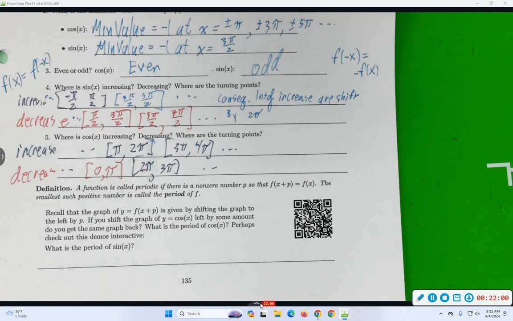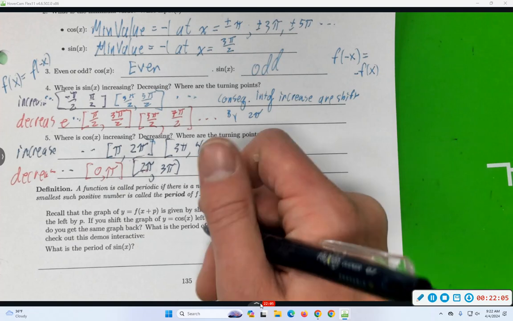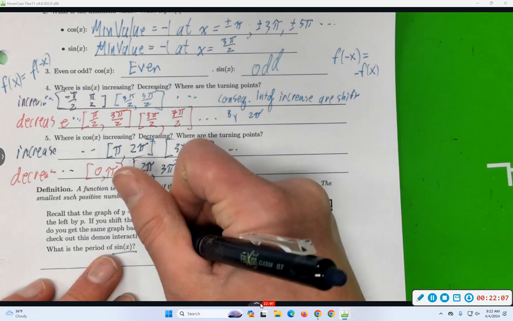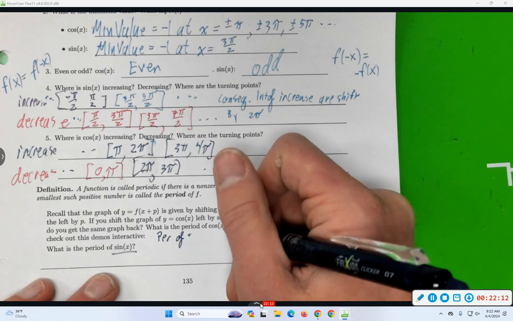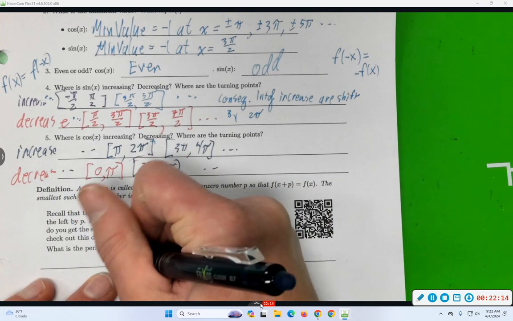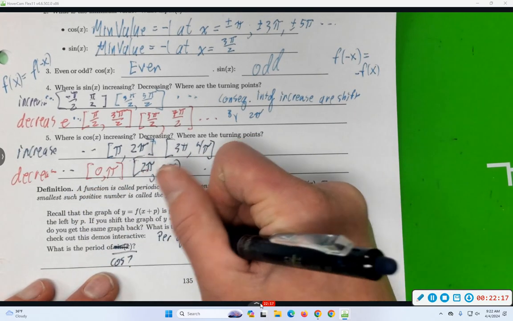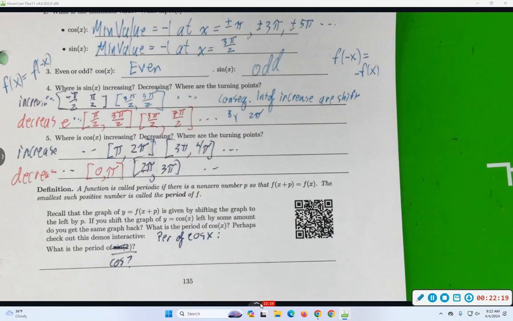So, let's try to determine the period of cosine. We're going to do cosine because that's what the paragraph sets up. Any intuition just based on what we see already? Maybe pi or something. It should have something to do with pi.